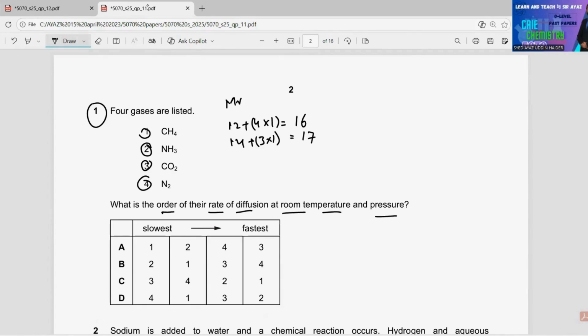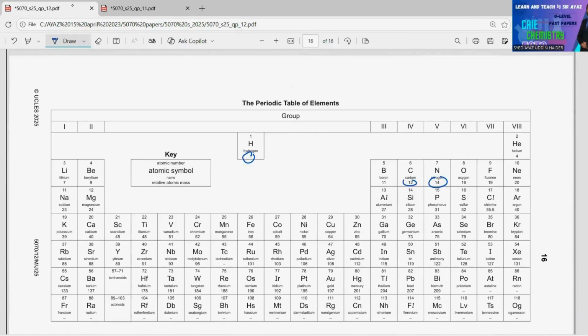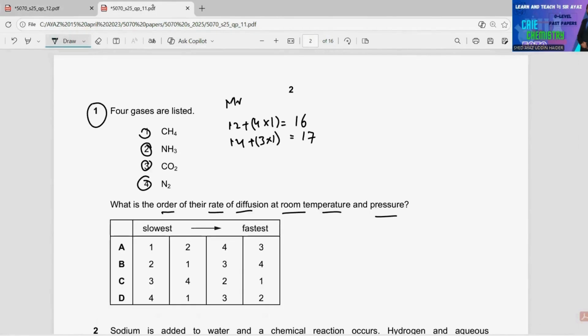What about CO2? Here's oxygen. 16 is the nucleon number of oxygen. So we have 1 carbon, so I will add 12 for 1 carbon atom. There are 2 oxygen atoms, so 2 multiplied by 16, which becomes 32. 32 plus 12, you will get 44. What about N2? Nitrogen is 14, so 14 multiplied by 2 will get 28. So slowest, it must be carbon dioxide.